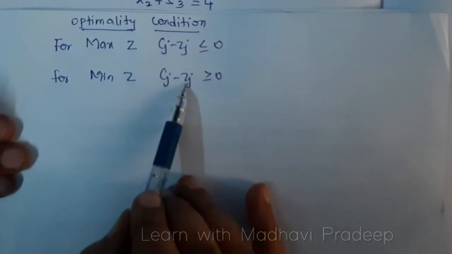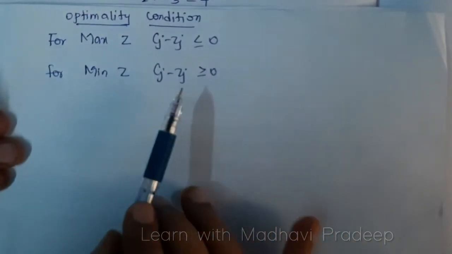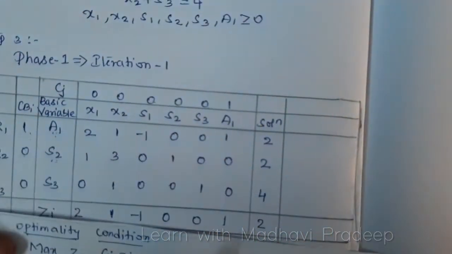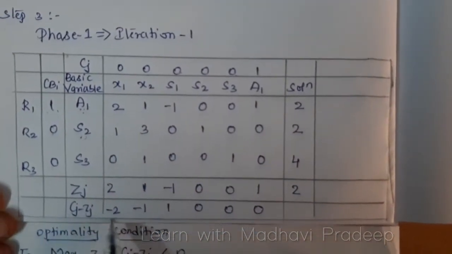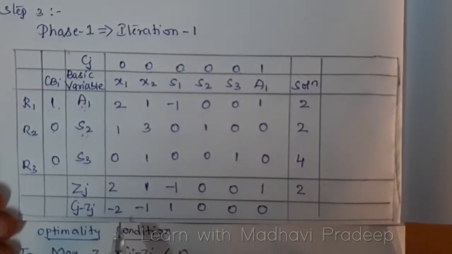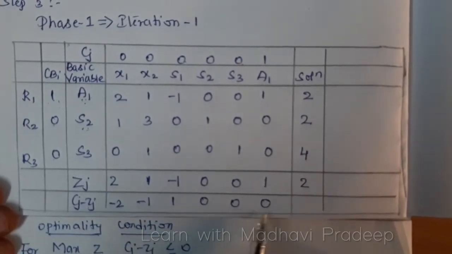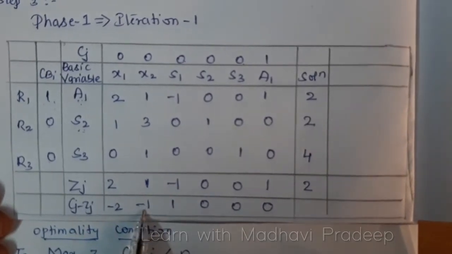So the condition Cj minus Zj should be what? Greater than or equal to 0. That means all the values should be positive or 0, but no negative value. Now let's check. This is the value which we have got, Cj minus Zj. Here we have some negative values also. We didn't get all the values greater than or equal to 0. We have two negative values, so we need to proceed with the problem again.